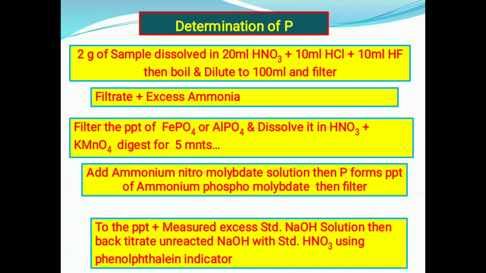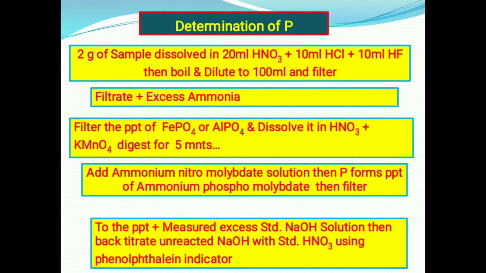The last constituent that we are going to discuss is the determination of phosphorus. For the determination of phosphorus, we need to take 2 gram of blast furnace slag sample. It should be dissolved in 20 ml HNO3, 10 ml HCl and 10 ml HF, that is the acid mixture of HNO3, HCl and HF. Then boil, dilute to 100 ml and filter it.